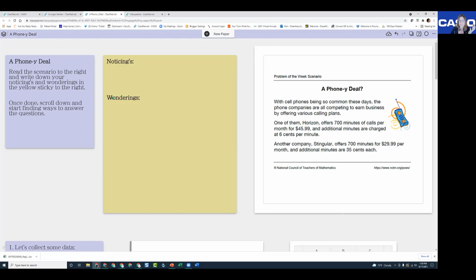And so basically, in their wonderings, what might be a question they ask? The obvious one is, which company should you go with, right? But that's really not an obvious question, because it really depends, right? These are the kinds of interesting wonderings. Is one offer better than the other? Well, it depends how many minutes you talk. You can have these great conversations, but noticings and wonderings are a great way for them to start thinking about questions they would ask. And based on those questions, what do I have to do? What do I have to figure out?